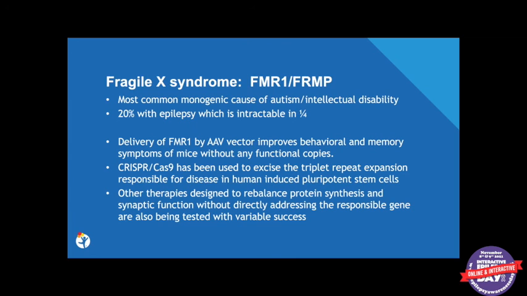And other types of therapies have also been designed to balance some of the downstream effects of not having a functional FMRP protein. Again, this is one of those regulatory genes that controls a lot of other things within the nervous system. And so trying to get that balance restored without actually giving a new copy of the FMR1 gene is what this group is looking at.